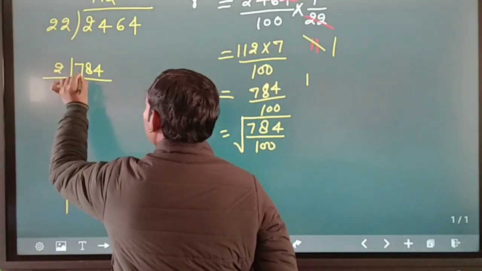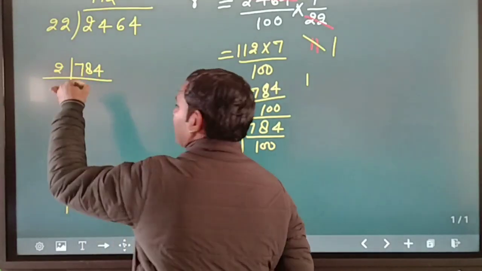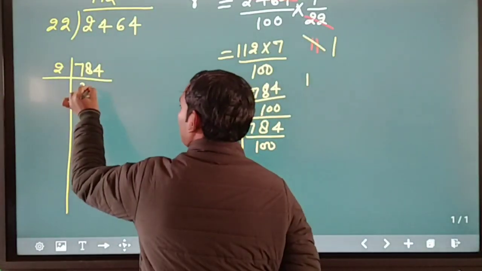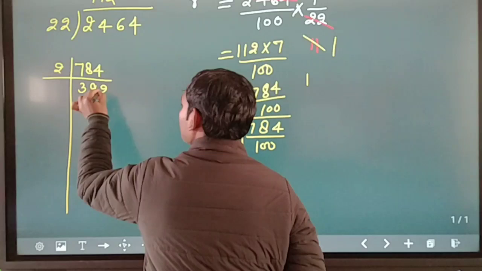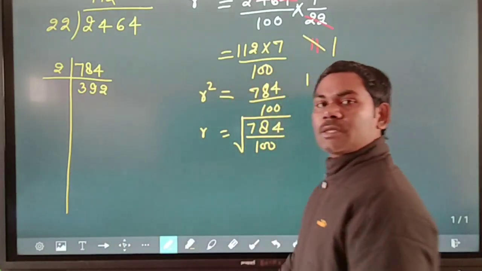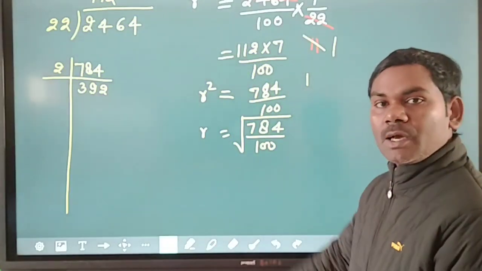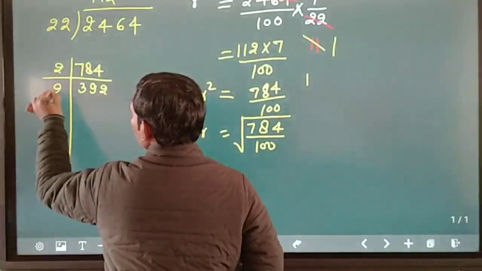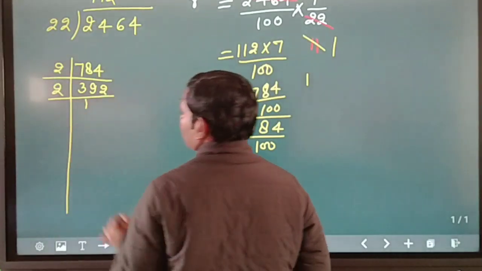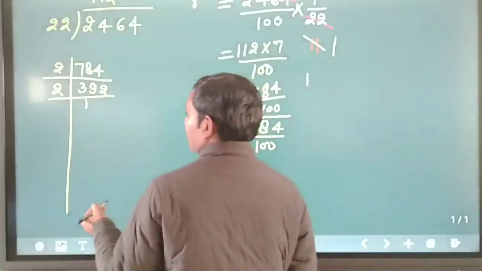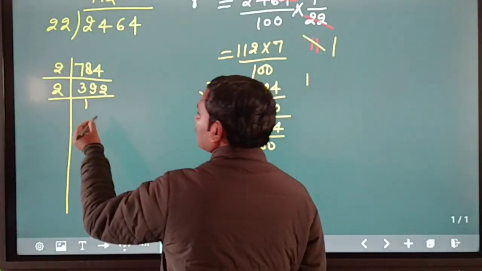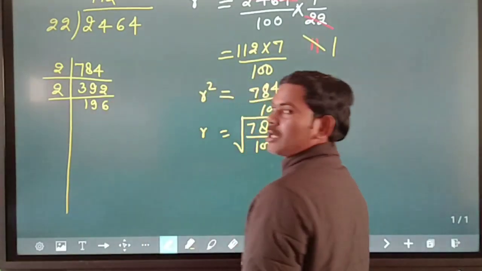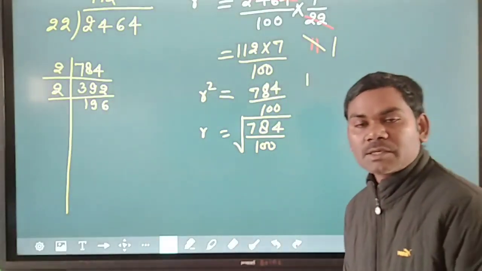Divided by 2, 2 3s are 6, 7 minus 6 is 1, and 8 is here so 18, and 2 9s are 18, and 2 2s are 4. Since the unit digit is 2, it is again divisible by 2, and here we divide by 2. 2 1s are 2, 3 minus 2 is 1, and taking 9 as a unit digit we get 19, 2 9s are 18, and 2 6s are 12. So we get 196 as a quotient.